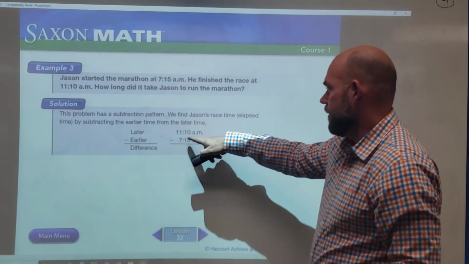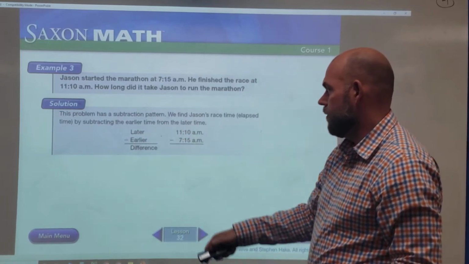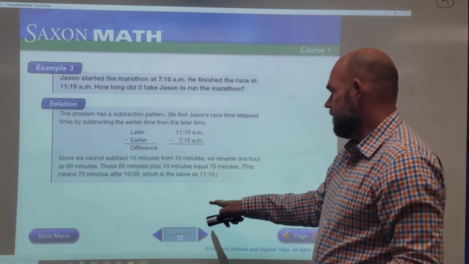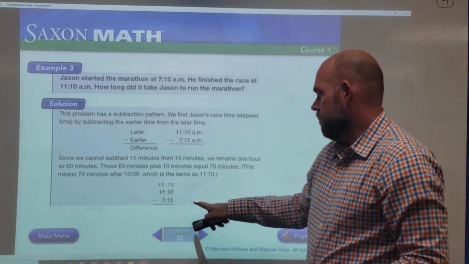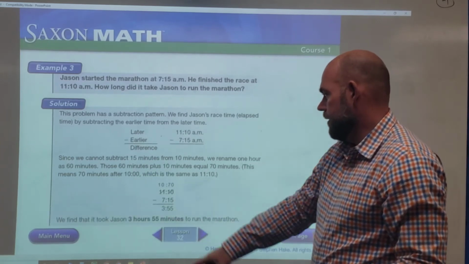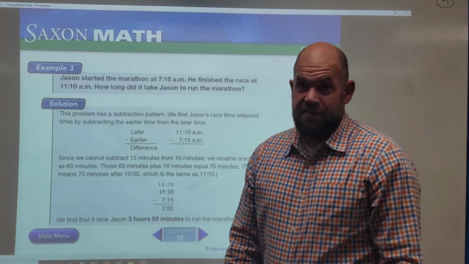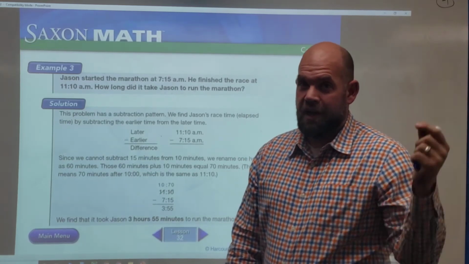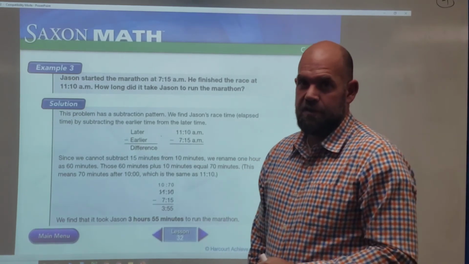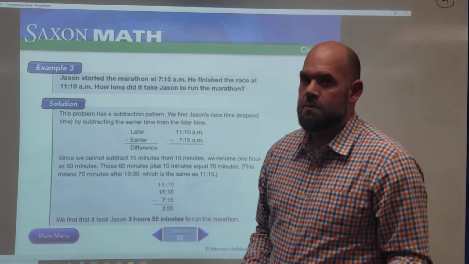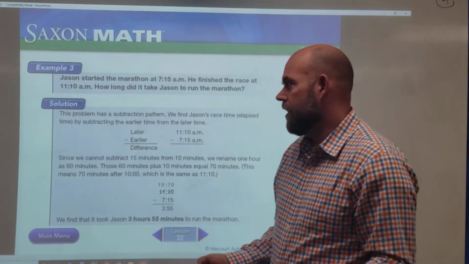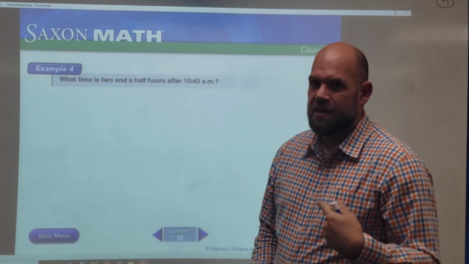All right, so we take the later time, subtract the earlier time. We look at the difference by doing exactly what I just did, and we'll end up with 3 hours and 55 minutes. That's going to take some practice. It doesn't feel normal to cut out an hour and add 60 minutes, but obviously we know an hour is 60 minutes, so it works, and we can check our math. It's going to take some practice to do that.